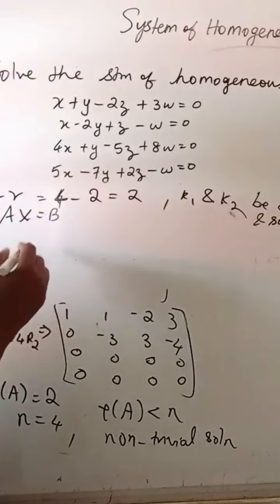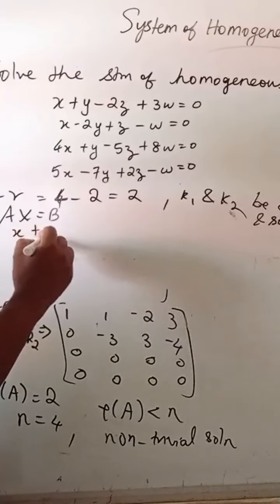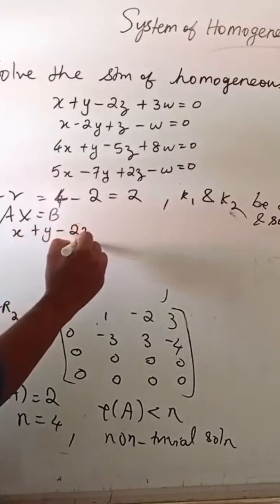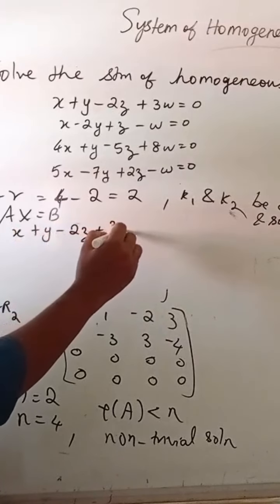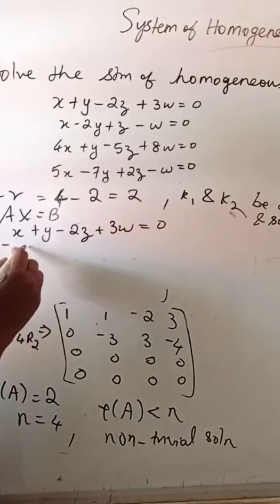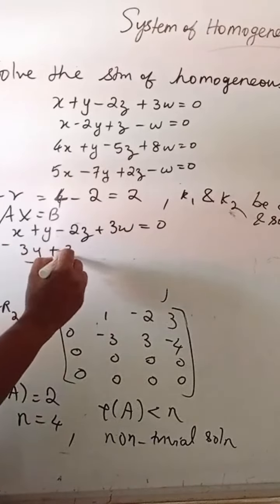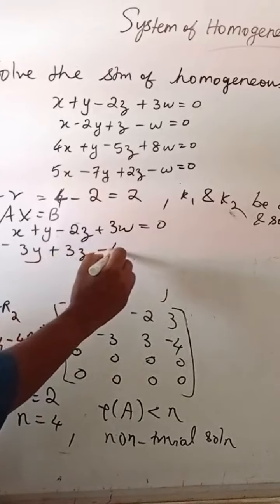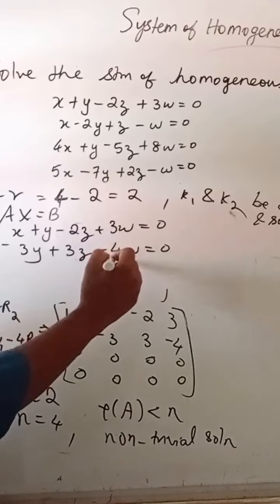So here we can write x plus y minus 2z plus 3w equal to 0. Then from the second row, minus 3y plus 3z minus 4w equal to 0.